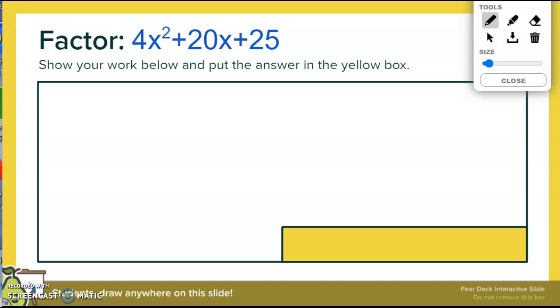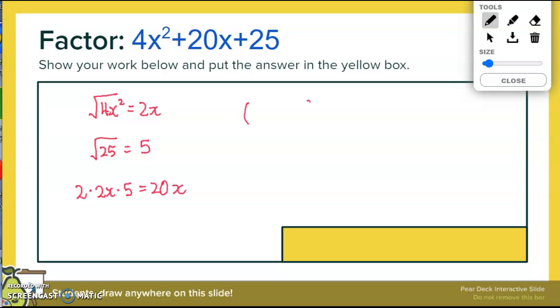I need to take the square root of 4x squared, that's the first term, which is 2x, and the square root of the last term, that's 5. So then I multiply 2x by 5, and then double that. So 2x times 5 is 10x, times 2 is 20x. And that's what I have in the middle term. Okay, so I have just verified that this is a perfect square trinomial.